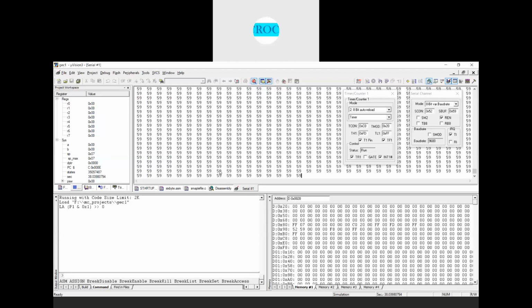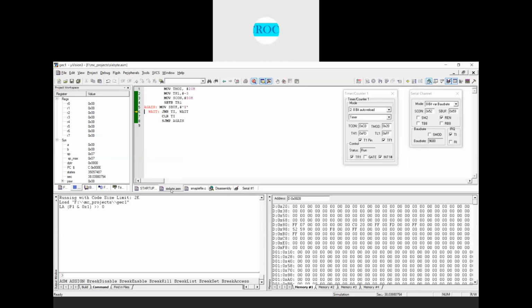What you need to do is just replace it with whichever character is given, and put that in the SBUF register. Since it says continuously, you put this SJMP again here. If you want to display only once, you can comment this one out so that the data is transmitted only once. If you want the data to be transmitted continuously, that's the reason I put SJMP again here. Right? This is how you write an assembly language code to transmit any ASCII characters.